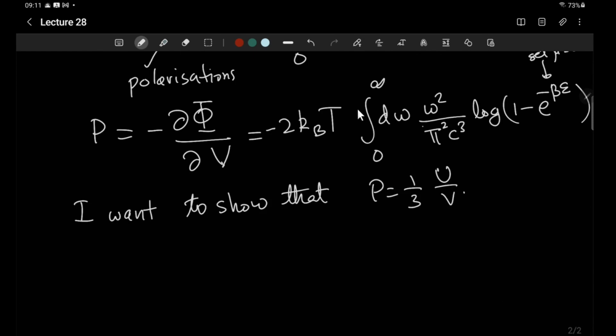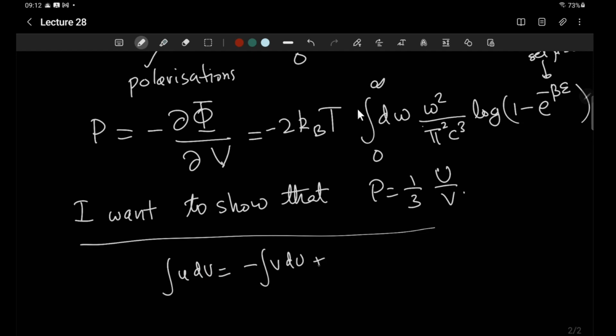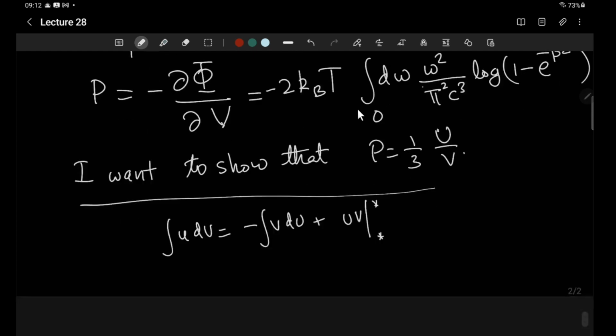Okay, so what is it we have to do? We have to do some integration by parts. So let me do that. And so what I want is something like this. I'll use this formula, which is integral u dv equal to minus integral v du plus uv evaluated at the endpoints. Okay, so I have to choose u and v appropriately.